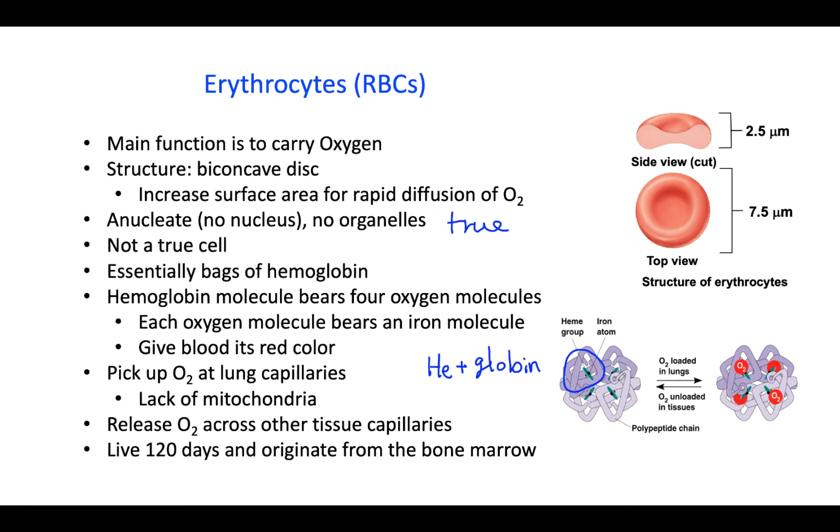The lifespan of a red blood cell is about 100 up to 120 days, and red blood cells originate from bone marrow.